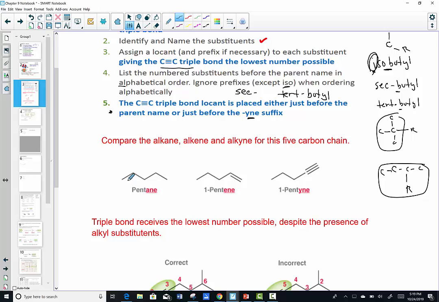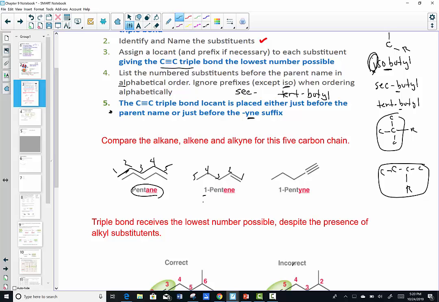When we see an all saturated hydrocarbon chain, all single bonds, we hear the "-ane" ending. 1, 2, 3, 4, 5. The parent chain is pent, ending in "-ane" to indicate all single bonds. When we name -enes, the double bond, we find the lowest number possible when we name these. 1, 2, 3, 4, 5.